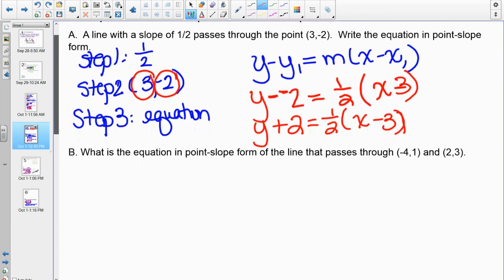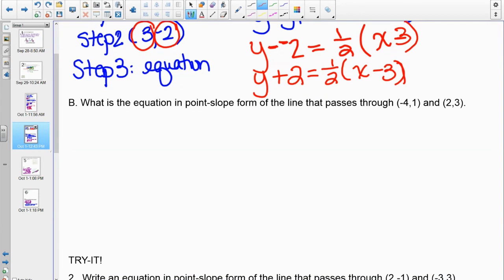Okay. B, okay, we're going to practice again. We're going to put it in point slope form. We're going to give 2 points, so we're going to have to work a little bit more on this one. The slope is just not given to us. So step 1, again, find the slope.